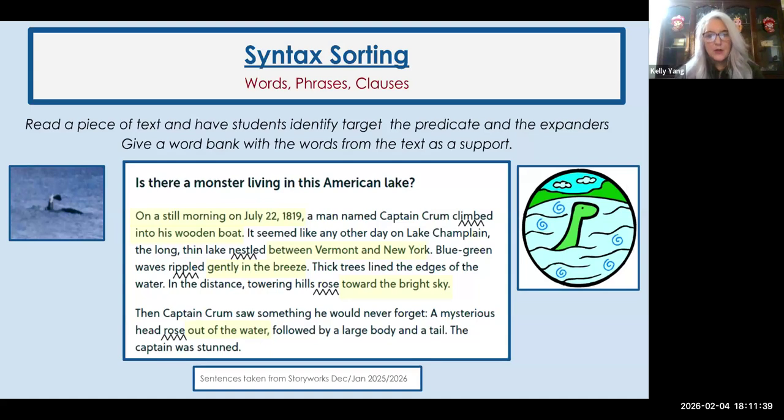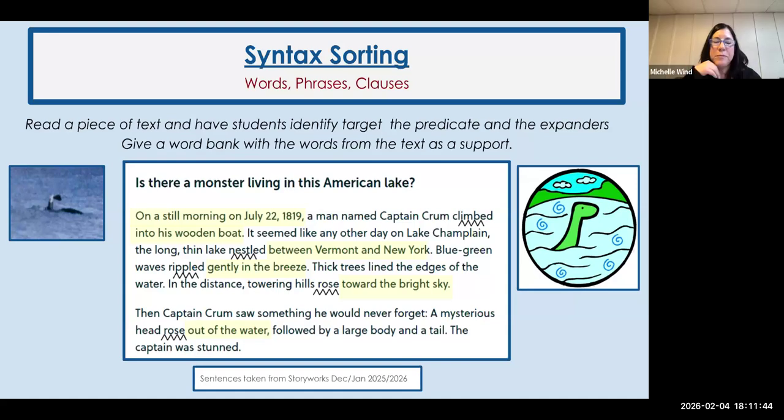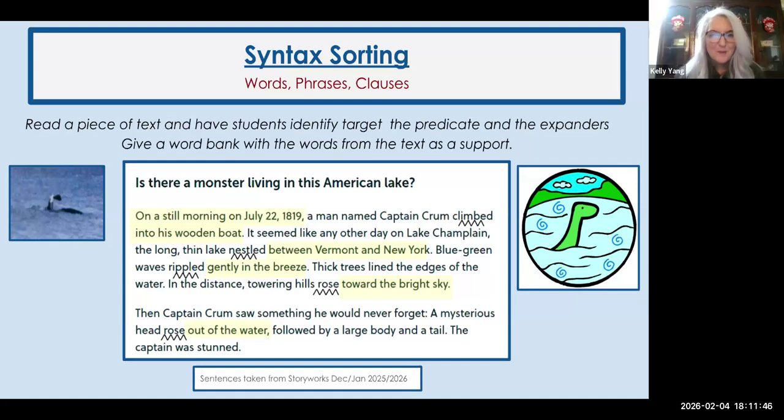So one activity you can do, here's my little paragraph from it. That's what they think Champ looks like. Champ's really cool. But you can read a piece of text and have students identify the predicate and the expanders. You can give them a word bank afterwards. So you can see in here, we highlighted some of the where, when, why, how phrases. We've marked the predicate words, and then the next page is going to show you what that might look like in a sort.